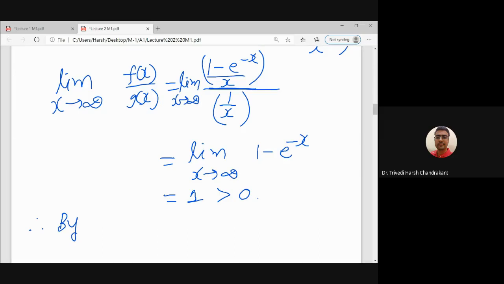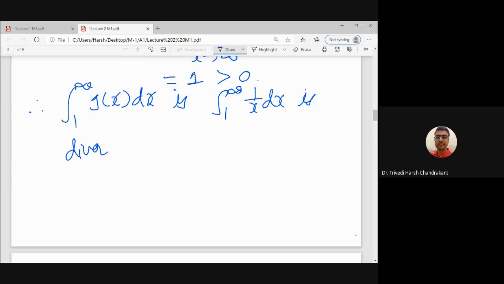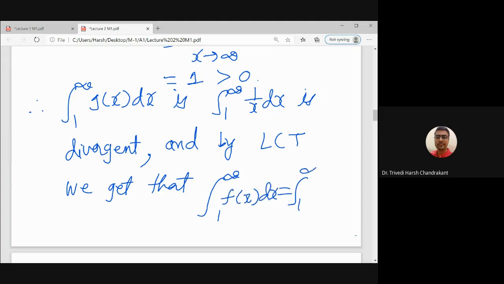By the limit comparison test, the integral of f is convergent if the integral of g is convergent. So let us see what the integral of g is. The integral of g(x) dx is, as we have already observed, the integral from 1 to infinity of 1 upon x dx, which is divergent. And since it is divergent, by applying LCT we get that the integral from 1 to infinity of f(x) dx, which is the integral from 1 to infinity of (1 minus e power minus x) by x dx, is also divergent.